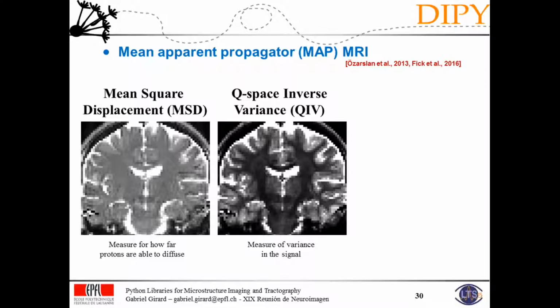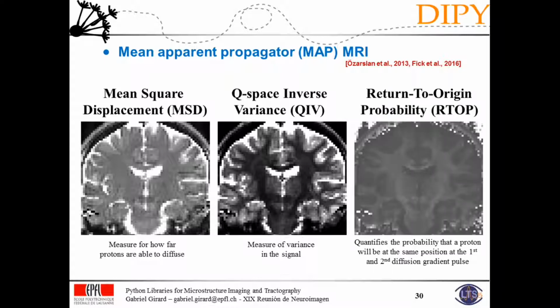This is a value that tells you how far the water molecules are able to diffuse in the brain. It is a scalar value that tells you locally in every voxel, on average, how far the water molecules diffuse in 3D. We also have the Q-space inverse variance, which is an estimate of the variance in the diffusion signal. And you can see that the variance is very low in the white matter and very high in the CSF or in the gray matter. So you get information on the tissue.